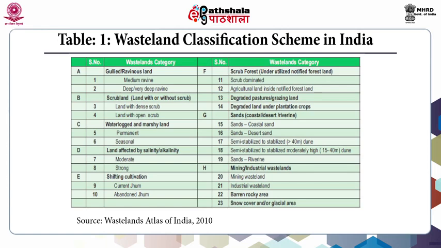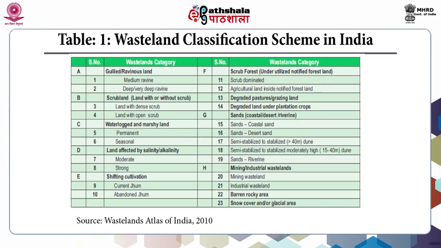Both moderate and strong types of salinity and alkalinity are included in this. Then shifting cultivation, category E, has current jhum and abandoned jhum. Category F includes scrub forest or underutilized notified forest land. It includes scrub-dominated and agriculture land inside notified forest land, degraded pastures or grazing land, and degraded land under plantation crops. Then category G includes sands, whether coastal, desert or ravine.